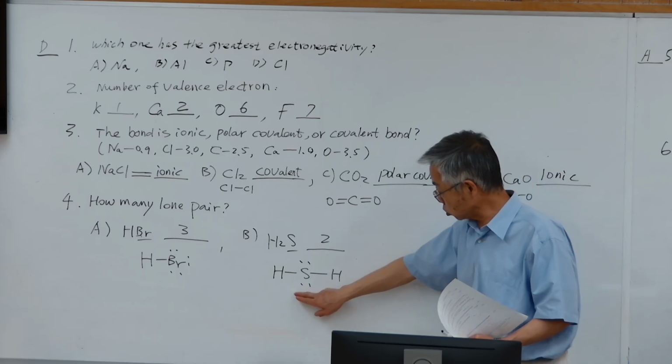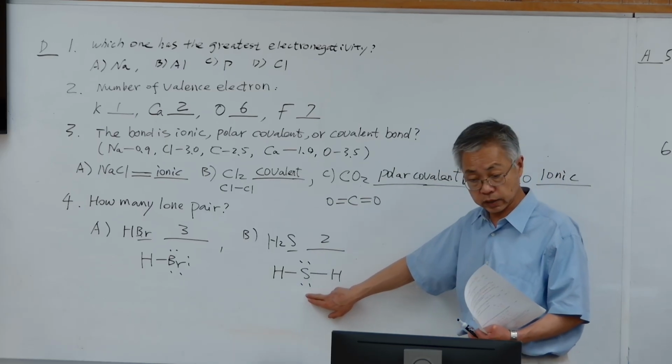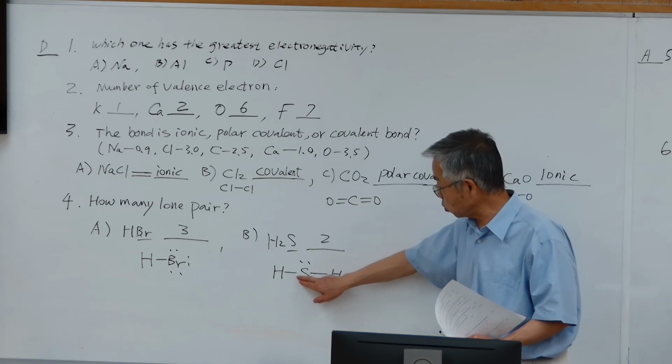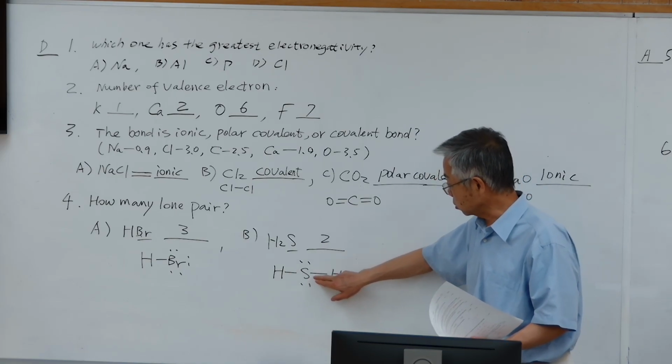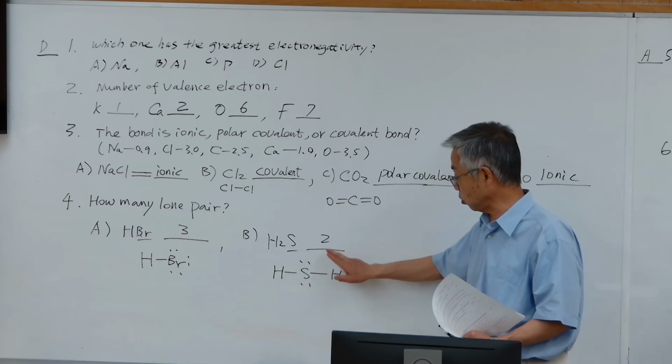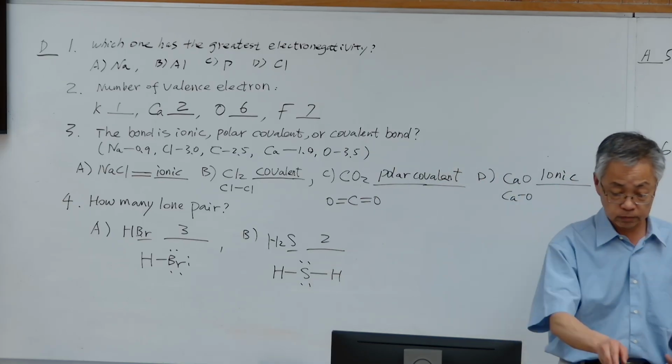Next one is H2S. S is sulfur, group 6A, so 6 valence electrons. Sulfur initially has 6 valence electrons, but you need to use 1 to form each single bond. So use 2 for 2 single bonds, then 4 are left over. This is 2 lone pairs. Okay.